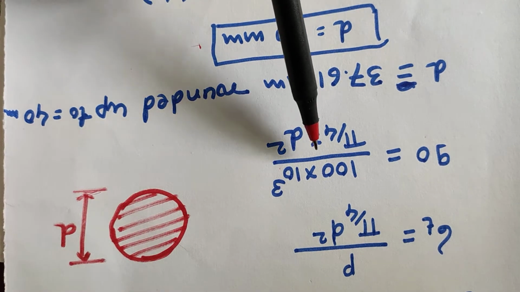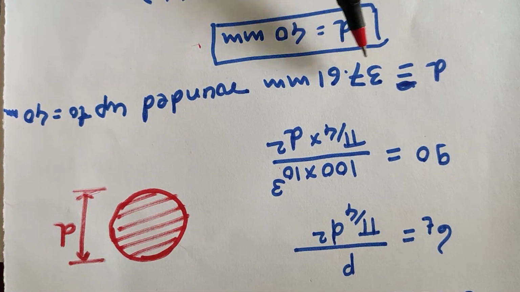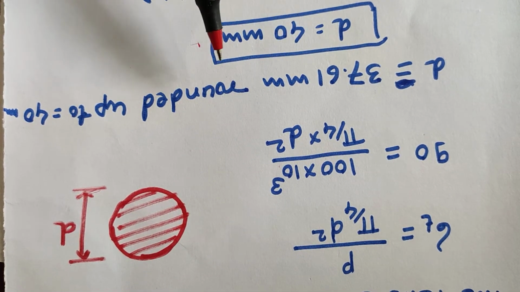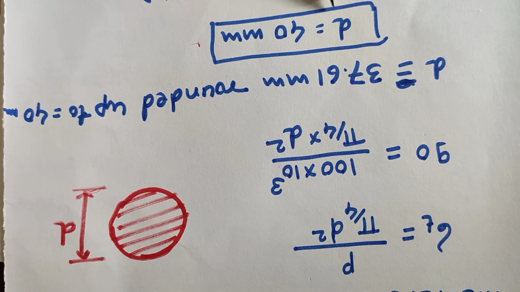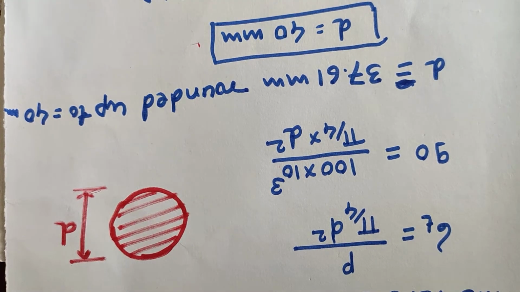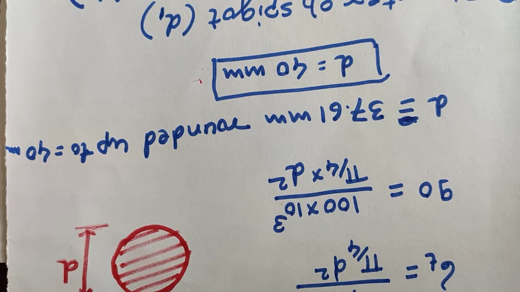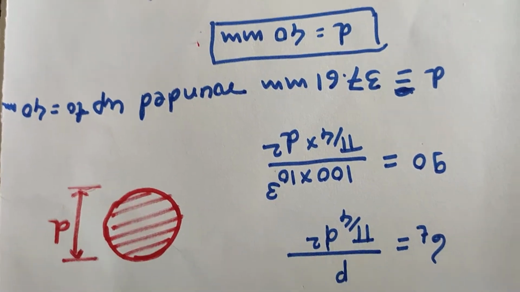So after solving this equation, you get d equal to 37.61 mm. So rounded up to 40 mm. So diameter of the rod is 40 mm. This is the first dimension. So got it?